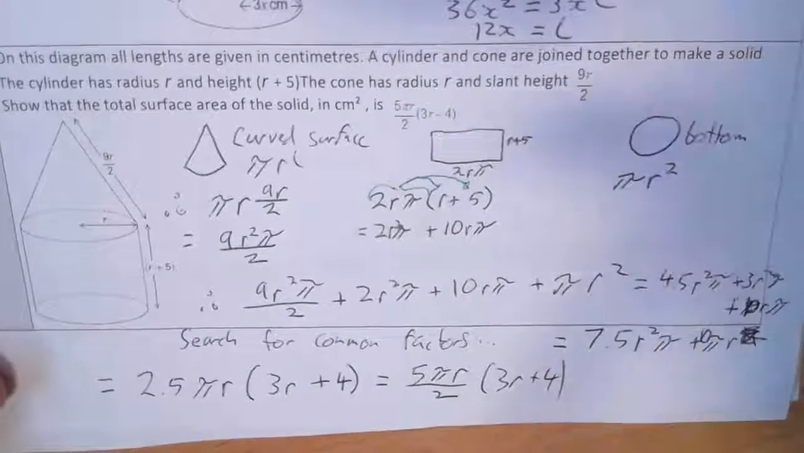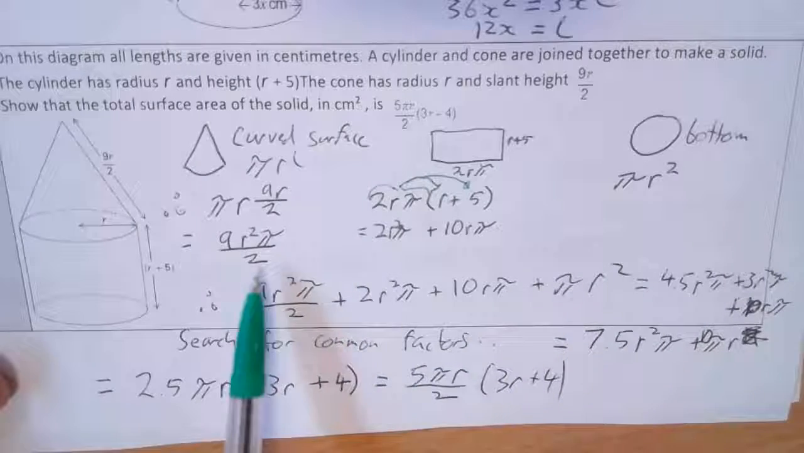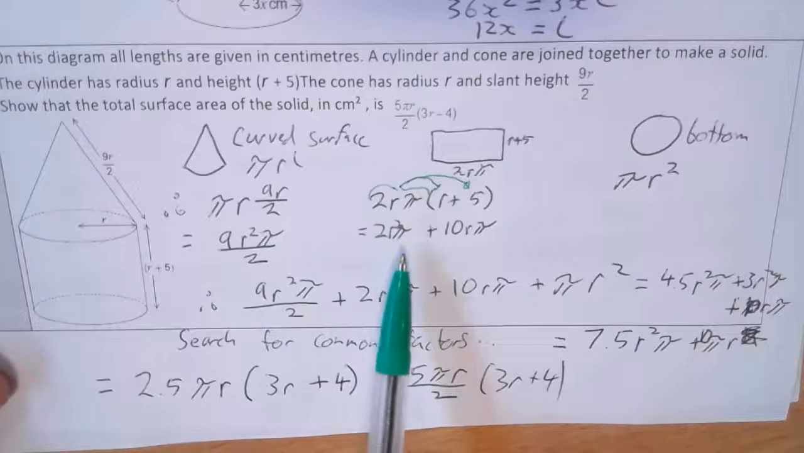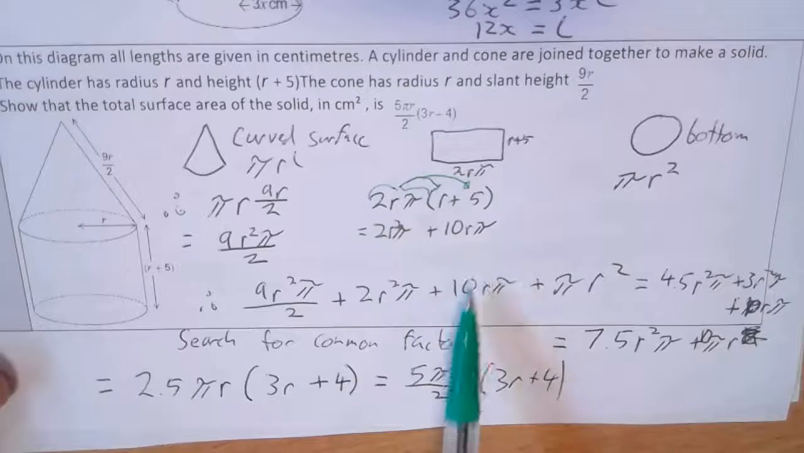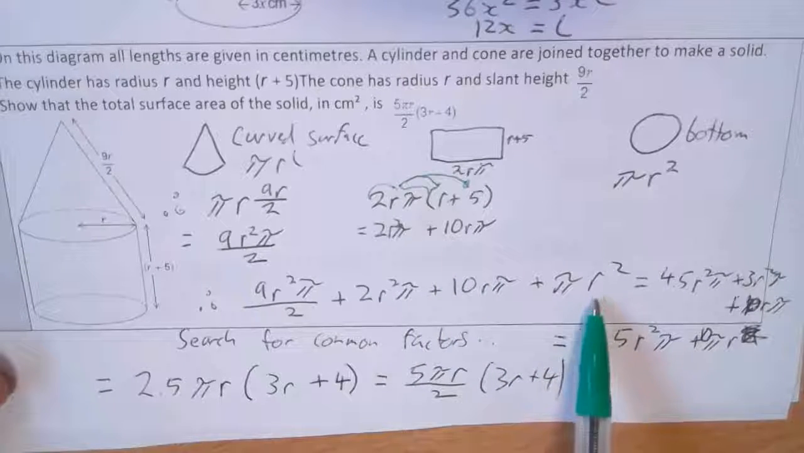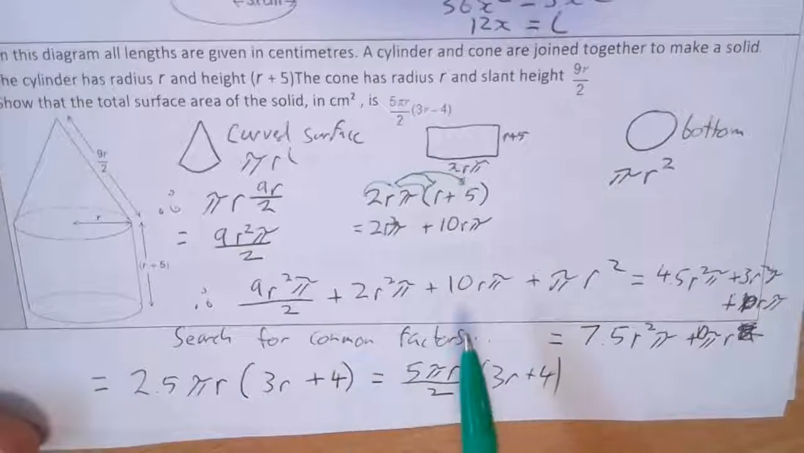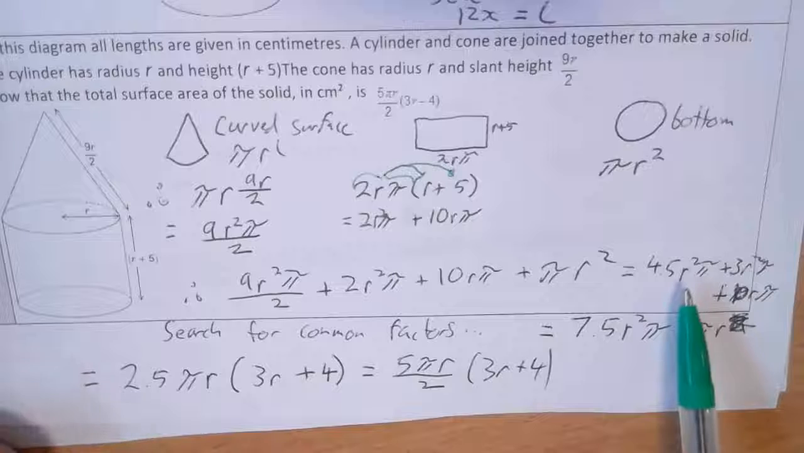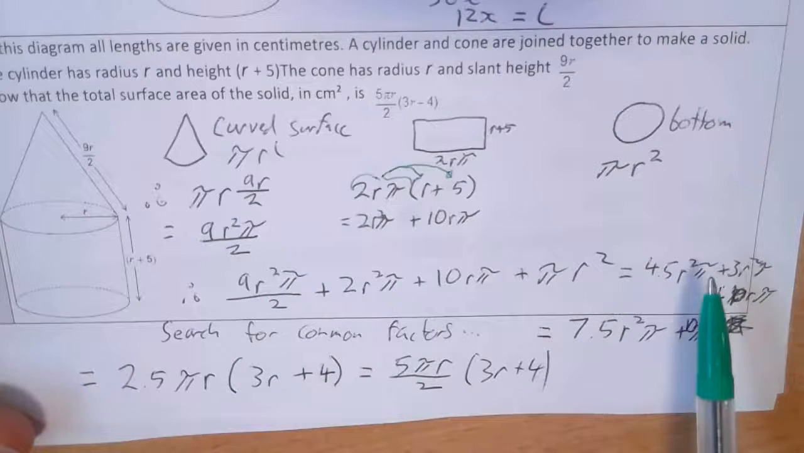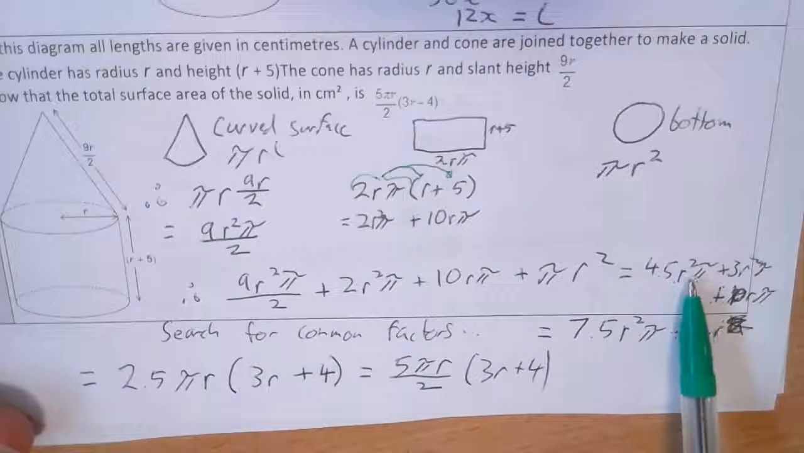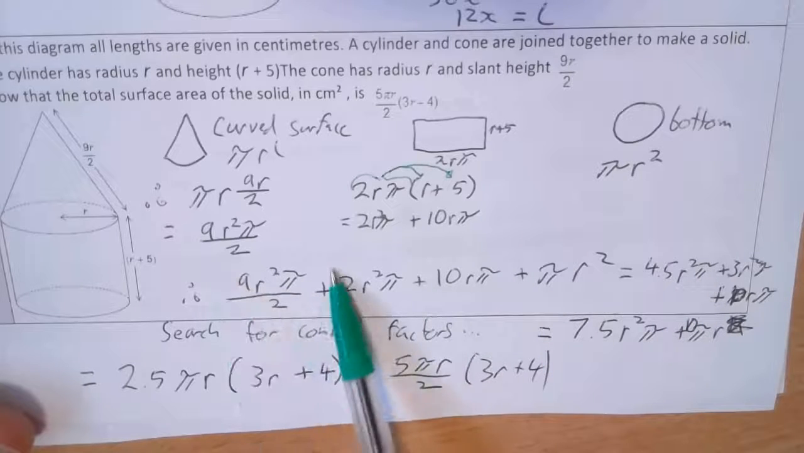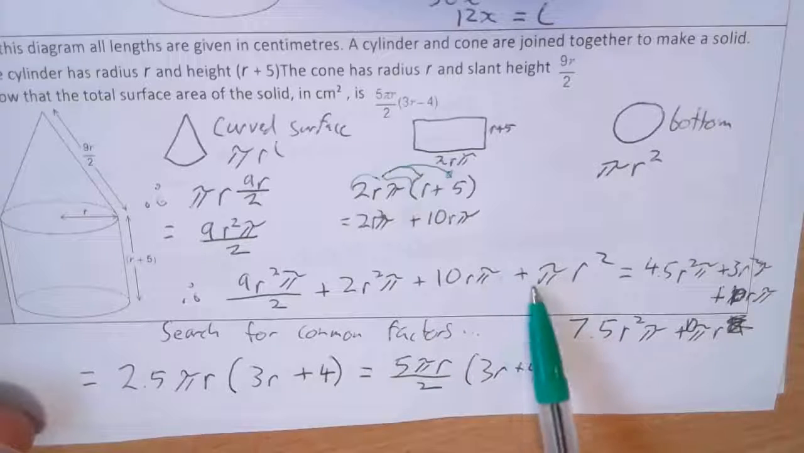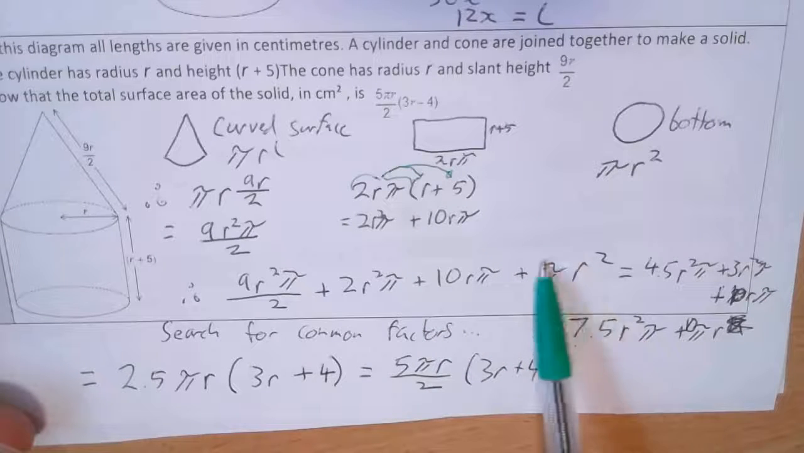So let's put all those things together. I've got 9r squared pi over 2 plus 2r squared pi plus 10r pi plus pi r squared. Now, you can do it however you like, but I decided to rewrite this as 4.5 r squared pi, because that's what this will come to. And then I've got another 2r squared pi and another one more r squared pi.